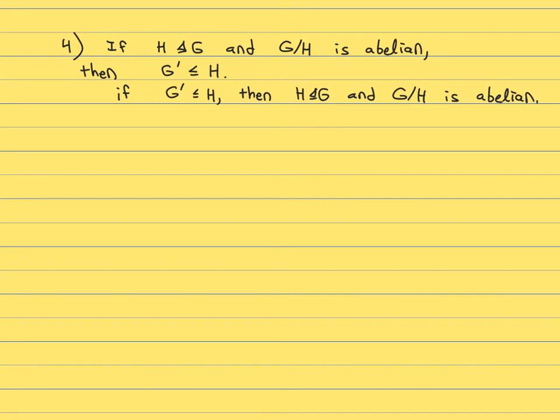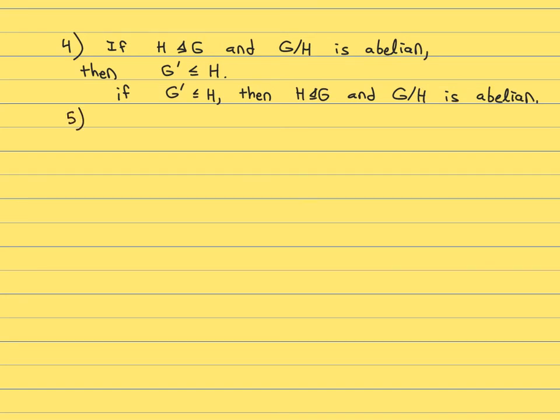Statement 4 says that G mod G prime is the largest abelian quotient. And it's kind of weird to state what that means precisely, but this is the way they choose to state that. That means any other abelian quotient you could come up with, the thing you're quotienting by must be a supergroup, or G prime is a subgroup of it. So if H is normal in G and G mod H is abelian, then G prime is a subgroup of H. The converse turns out to also be true. If G prime is a subgroup of H, then H is normal in G and G mod H is abelian.